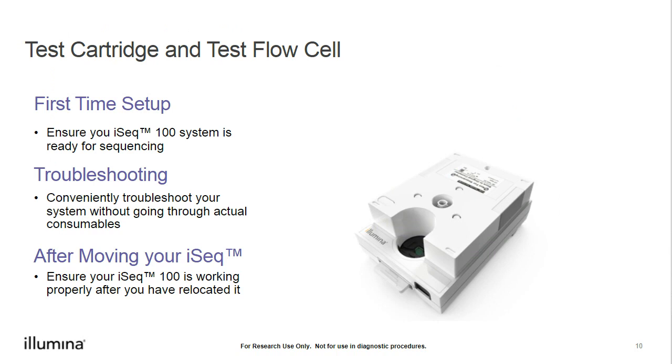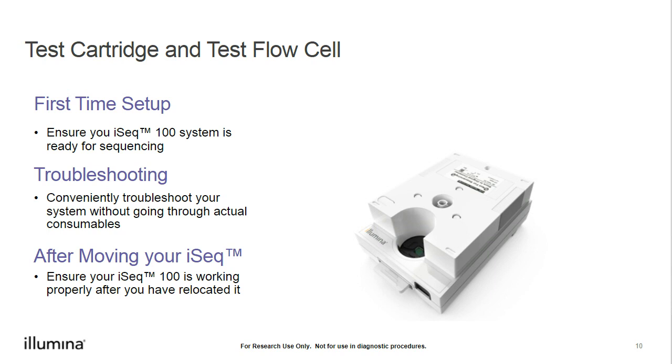All right, and then the last thing that I wanted to talk about on the iSeq 100 system is this test cartridge and test flow cell, which together are the reusable test kit. Each iSeq 100 comes with a test kit that is validated with that instrument. And it first enables you to install the instrument in the lab. It can be used as well whenever you need to test the system for any troubleshooting. And it even allows you for some reinstallation.